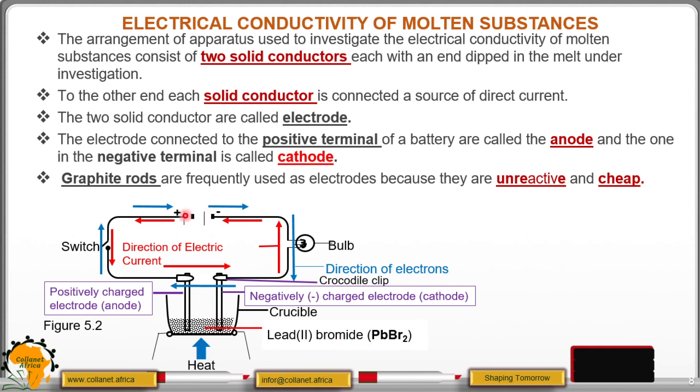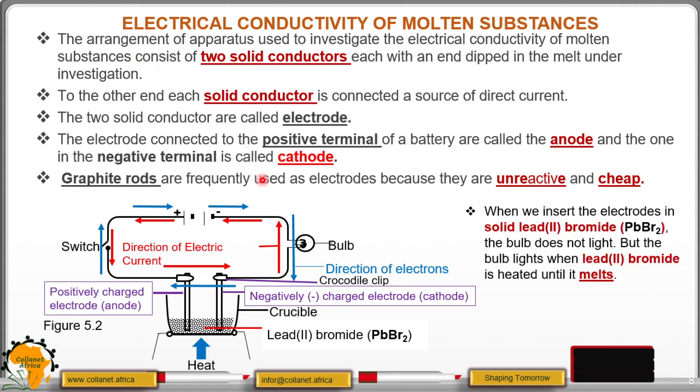Then the current will move this way, in that direction, while the electrons usually move in this direction. So it is in the opposite direction when the circuit is closed. We have the crocodile clips, and the negatively charged electrode is the cathode. If you look carefully, you'll find this electrode is connected to the negative terminal, while the anode is connected to the positive terminal. So the positively charged electrode is known as the anode. This is what we are explaining here.